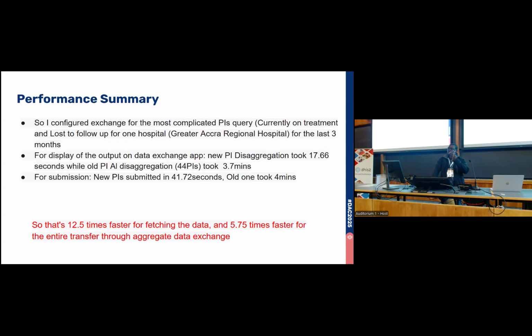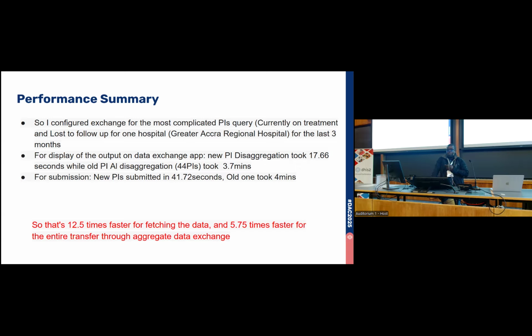Then to do the actual submission, that is pushing it into the aggregate data values, the new program indicator took 41.72 seconds. And for the old one, it took us up to 4 minutes to have that submission successful. And that indicates that we are achieving about a 12.5 times faster fetching of the data from the aggregate, and then also a 5.7 times faster for the entire transfer to the aggregate data exchange.